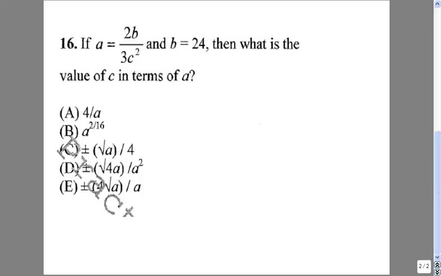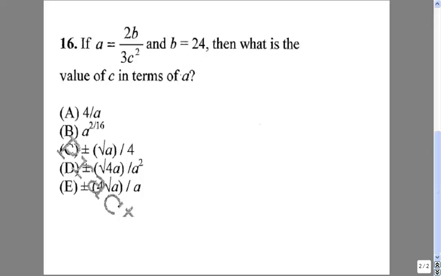Problem number 16. If a equals 2b over 3c squared and b equals 24, then what is the value of c in terms of a? Okay? I need to find c in terms of a. And there are many ways in which we can start.